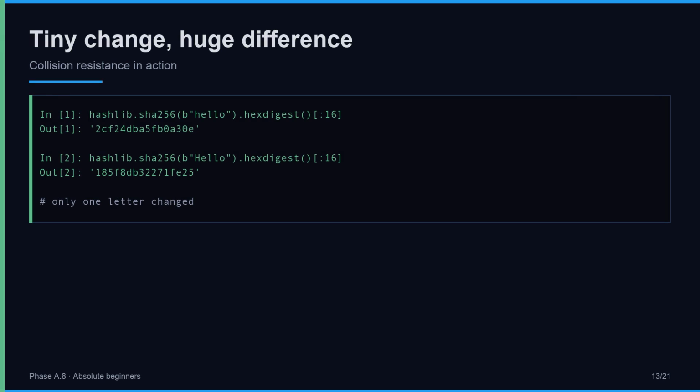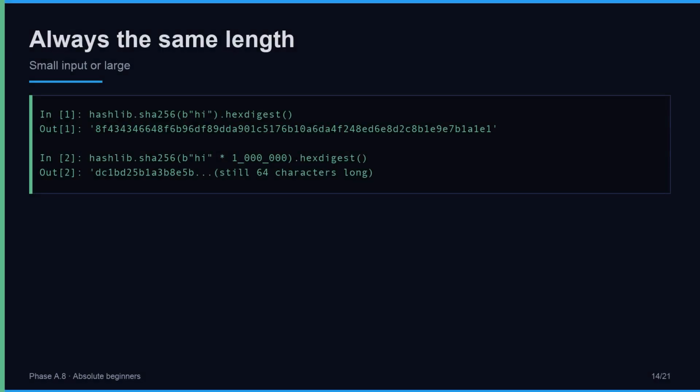Now watch what happens with one tiny change. Hash lowercase hello. Then hash capital H hello. Only one letter differs. But the fingerprints are completely different. No visible relationship between them. This is the avalanche effect, and it is what makes hashes collision resistant. An attacker cannot tweak an input until the hash matches another. Each tiny change scrambles the whole output. Avalanche in action.